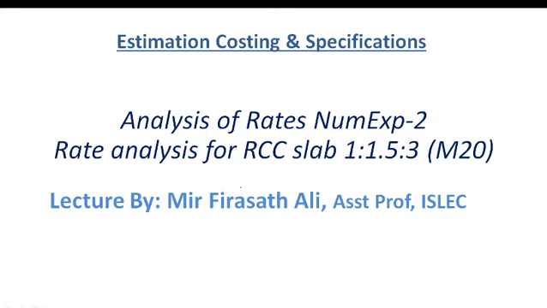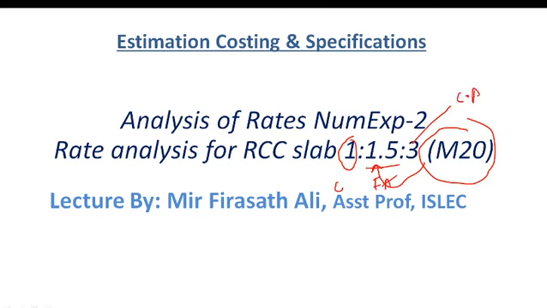In this lecture we will see the rate analysis of RCC slab of M20 grade. What is M20 grade? The mix proportion of M20 grade is 1:1.5:3, where 1 is cement, 1.5 is fine aggregate, and 3 is coarse aggregate. So in this lecture we will find out the detailed rate analysis of RCC slab of M20 grade.